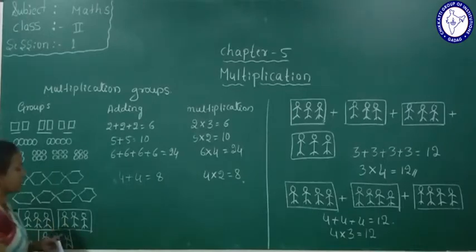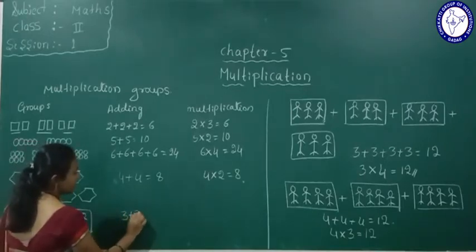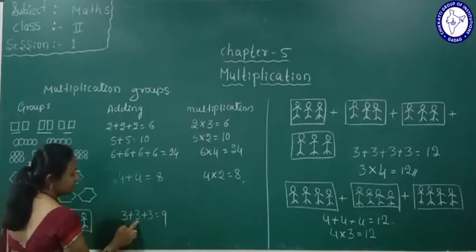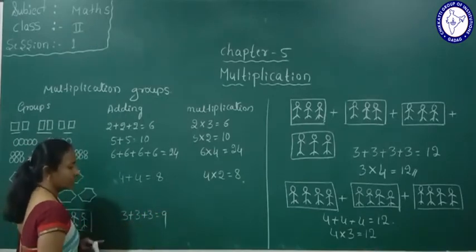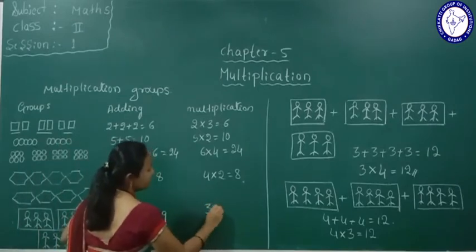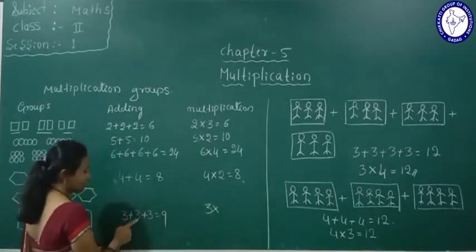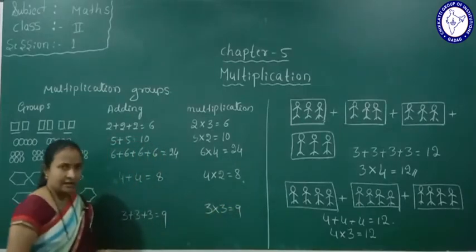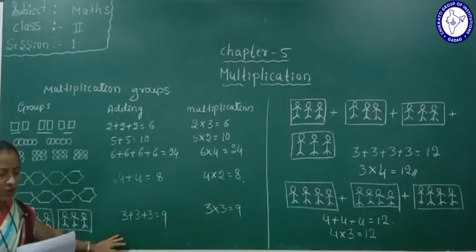3 students are there. 3 plus 3 plus 3 is equal to 9. 3 plus 3 is 6. 6 plus 3 is 9. So 3 is repeated 1, 2, 3 times. So 3 3s are 9. Understood this one, students? Okay.